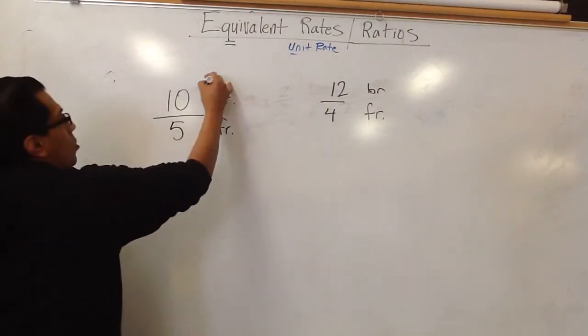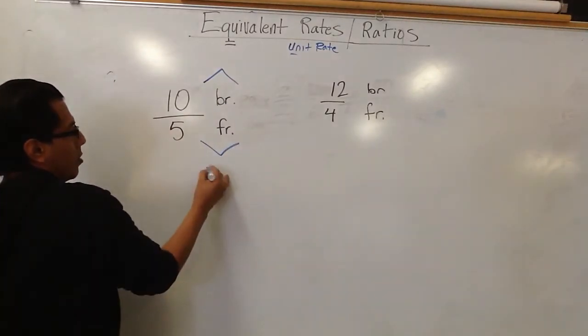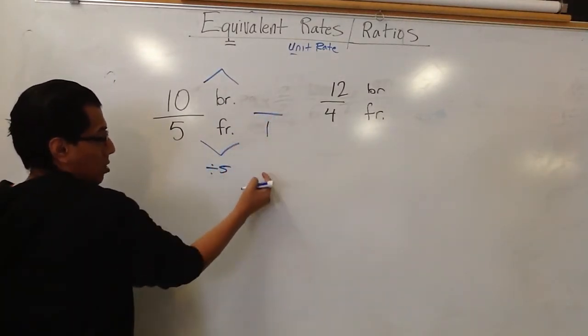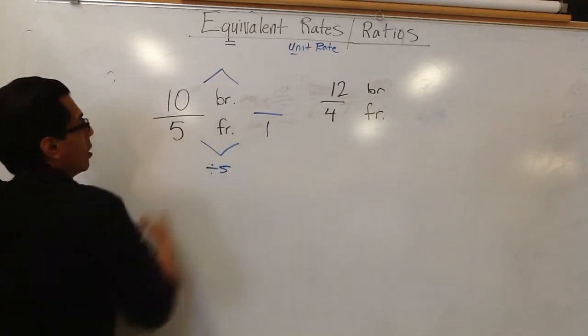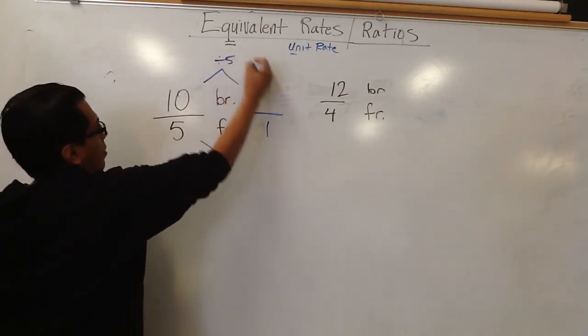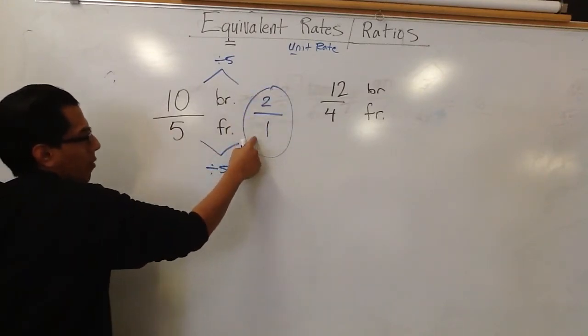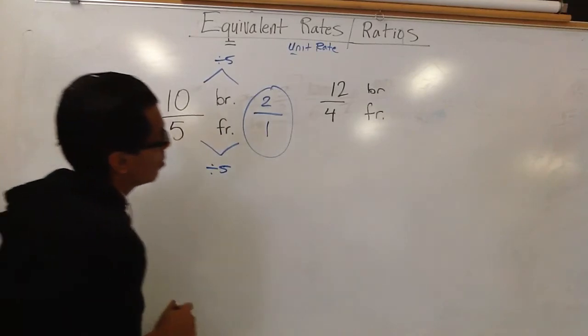Unit rate! Divide this side by 5, right? 5 divided by 5 is going to get us 1, which gets us into unit rate. 10 divided by 5 gets us to 2. So this rate is 2 bracelets for every friend. I wish I was that person's friend.